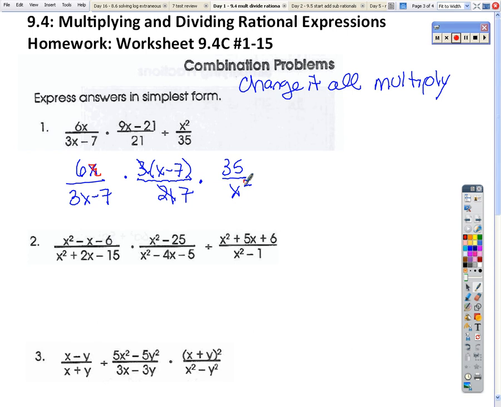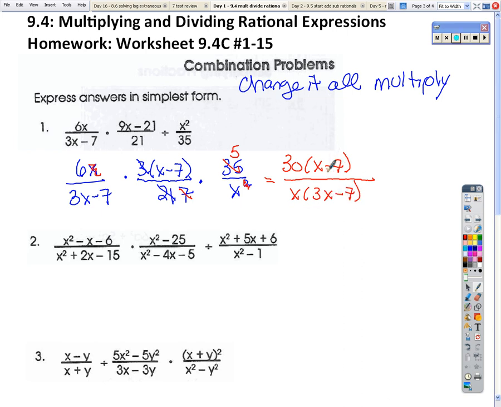This x can cancel with one of these x's. Oh, this 7 can cancel with 35. And I think that's it. So now 6 times 5 is 30. X minus 7. And on the denominator here, we're left with x times 3x minus 7.